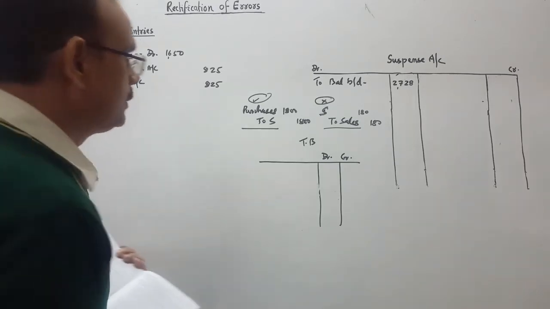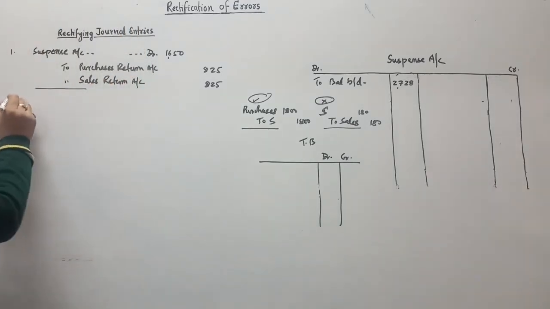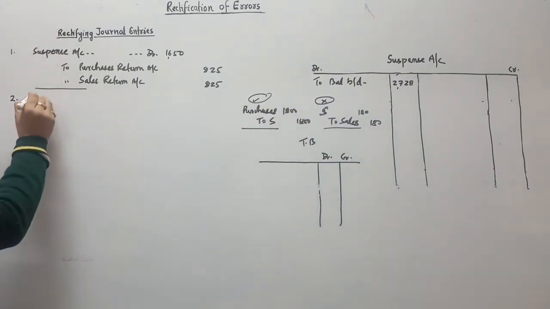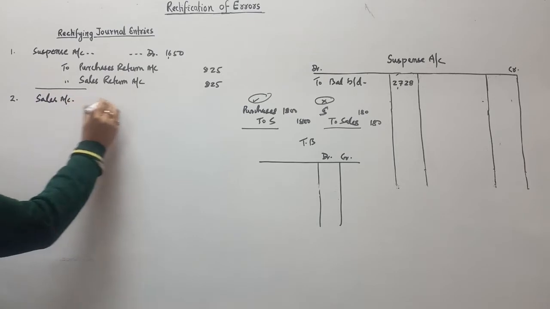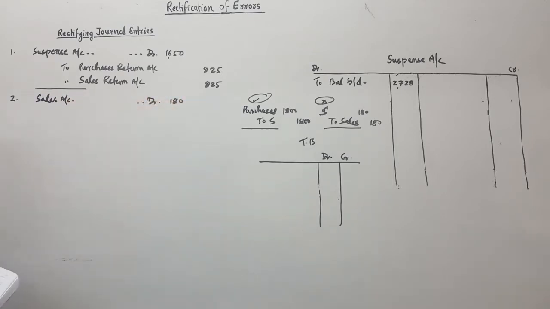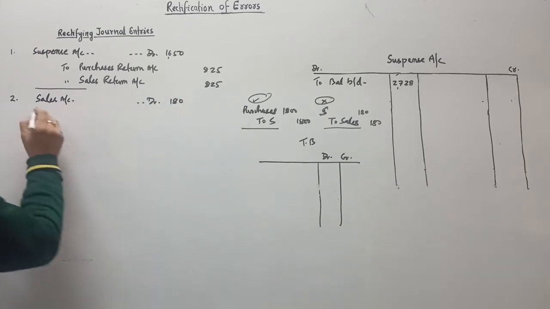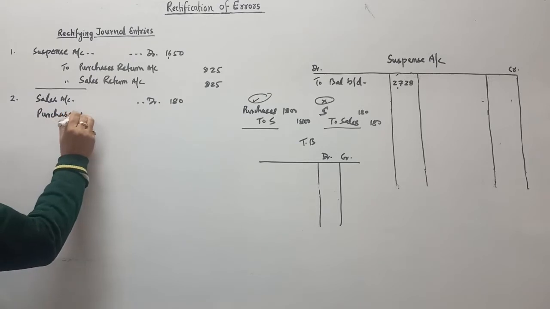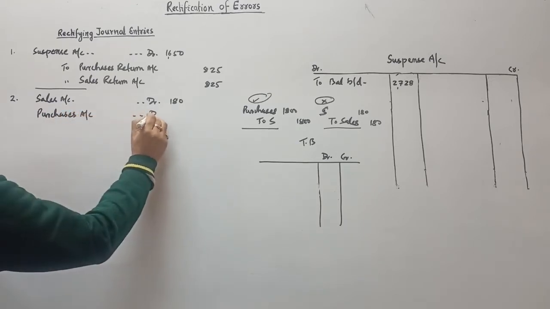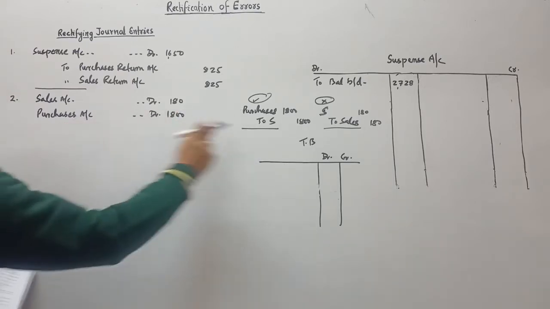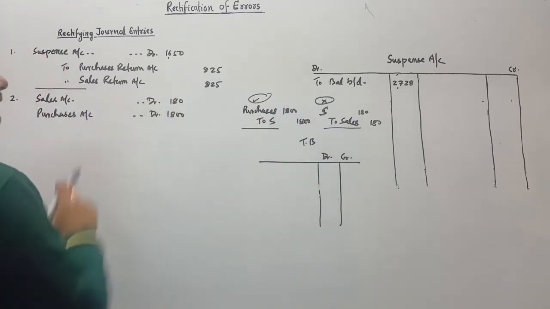So what will we do? Now coming to the rectification side, how will we rectify it? You cancel the sales first. For cancelling the sales, you have to debit the sales account, which was credited in the wrong entry. So debit the sales account 180. Purchase account should be at the right place, so you have to debit the purchase account by 1800. This is at the right place, and the other is cancelled by credit.